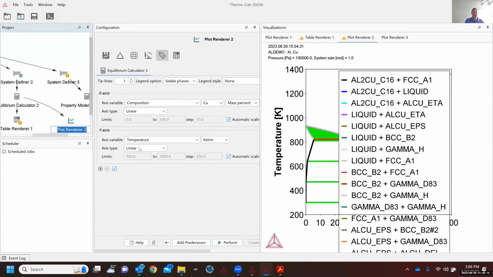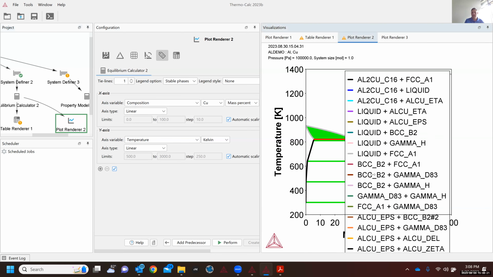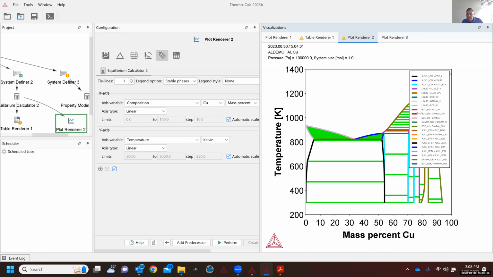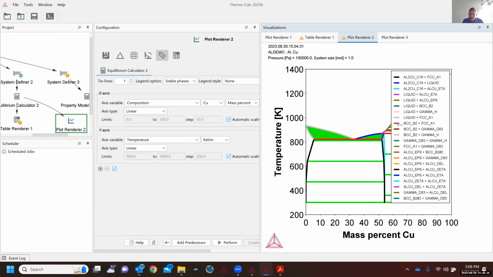Here we go. All right, so our aluminum copper phase diagram is complete. So these lines here, this is basically the legend, and these lines are telling us which phases are in equilibrium across these lines. So this gray line is liquid plus FCC. So this region in here, this is the liquid plus FCC region.